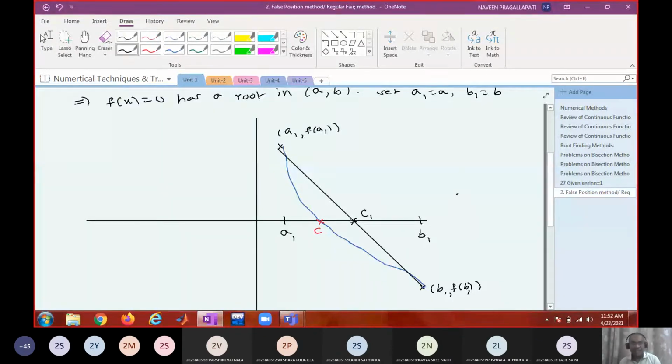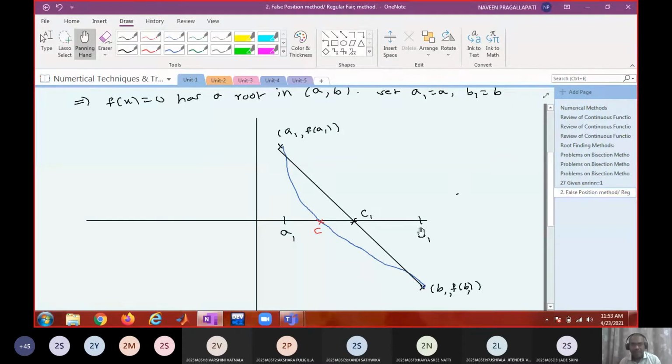See, this C1 need not be the midpoint. So how to find out this C1? Find out the line equation joining these 2 points. In that line equation, you put y equal to 0 and solve for x. That value of x is nothing but the C1 value. Next you compute f of C1 and see whether it is positive or negative. In this case, f of C1 is negative.